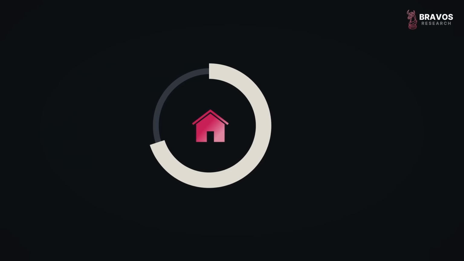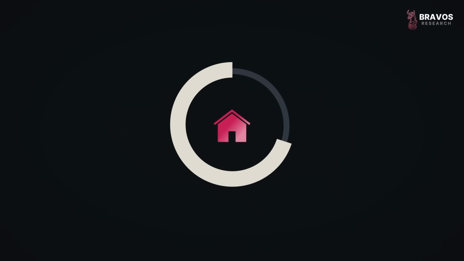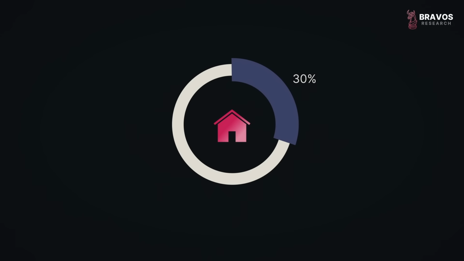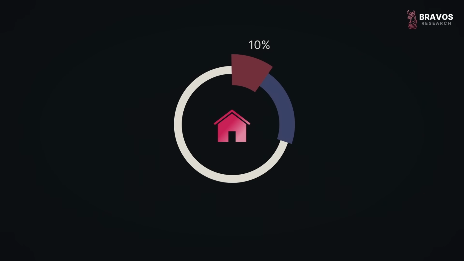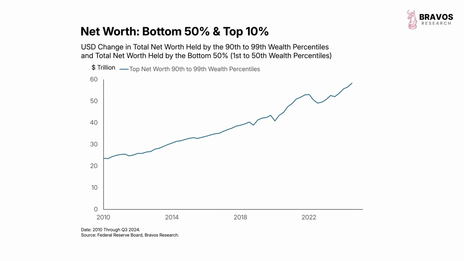So how on earth could the housing market recover with so many people not being able to afford a home? Well, sadly, the answer lies in the other 30%, or even worse, in just the top 10% of the population. This is how the net worth of the top 10% of the population has evolved since 2010. It's grown by about 200%. Now, compare that to how the net worth of the bottom 50% of the population has evolved since 2010, and you quickly get the picture.